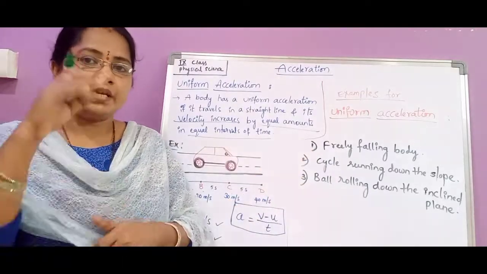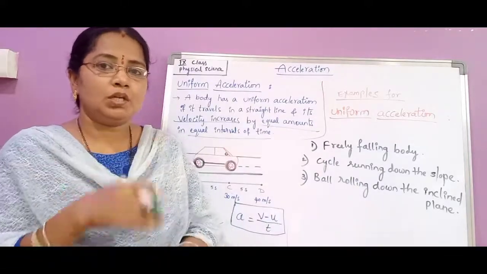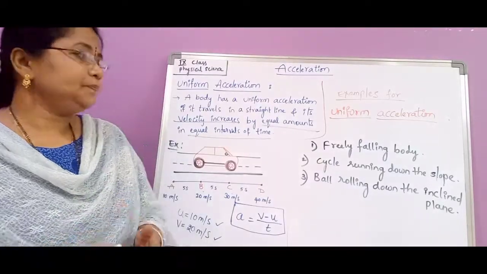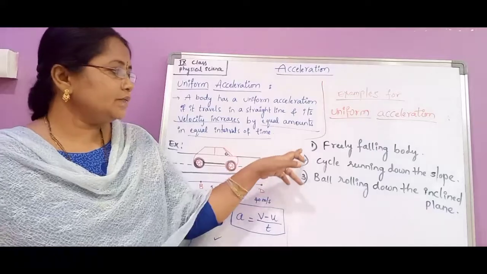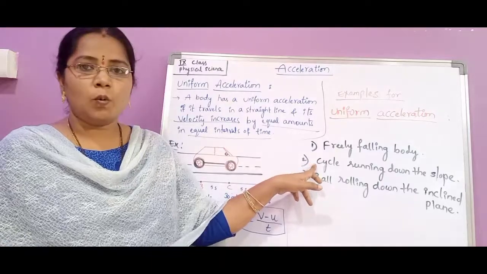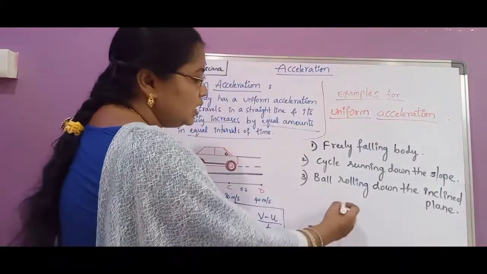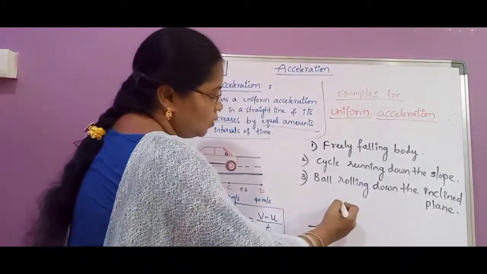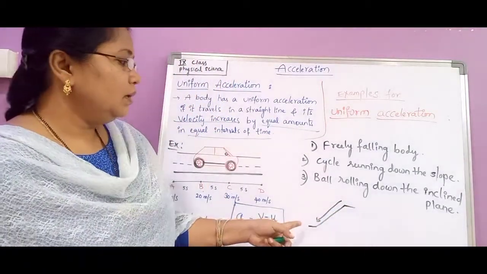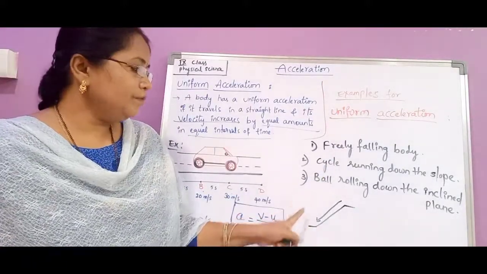Suppose we drop a ball from a certain height. Then it reaches the ground, and in this path, when it is falling from a certain height to the ground, its speed gradually increases. It increases in equal amounts. Hence we can say that a freely falling body has uniform acceleration. Similarly, a cycle running down the slope. Suppose there is a slope like this, and the cyclist is passing through this slope. As the cycle is moving down the slope, the speed gradually increases. Hence here also the cycle running down the slope is an example of uniform acceleration.